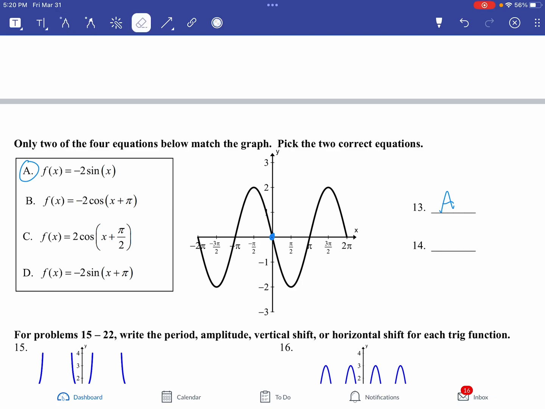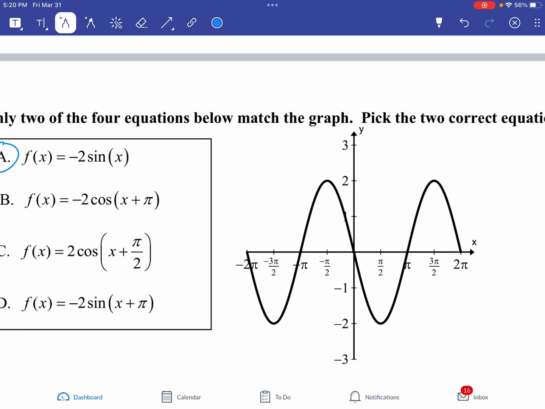Okay. Let's start again with B. We have negative 2 cosine of x plus pi. So that means we're going to start at negative pi, which is going to be right here. The problem you have there is this is going to be a sine graph starting at negative pi, not a cosine graph. So that one does not work.